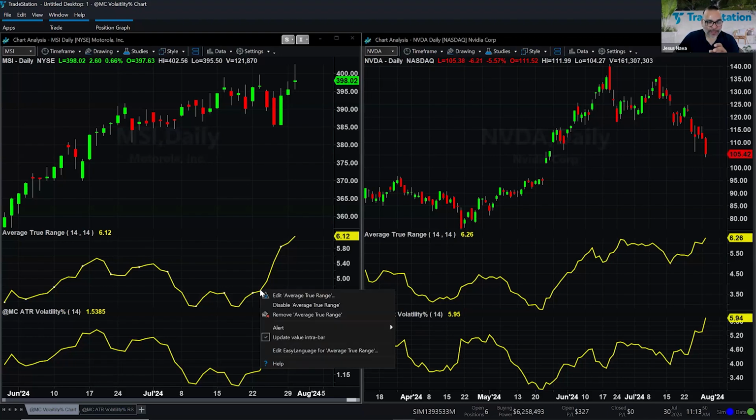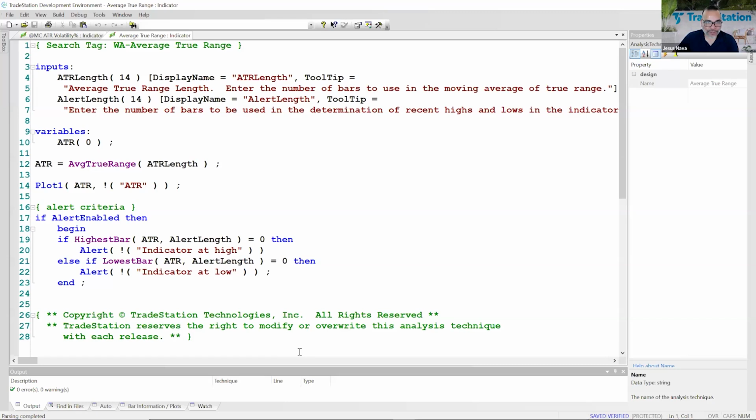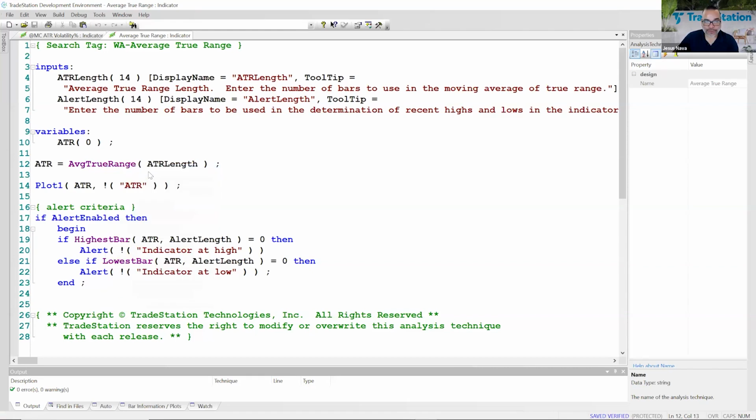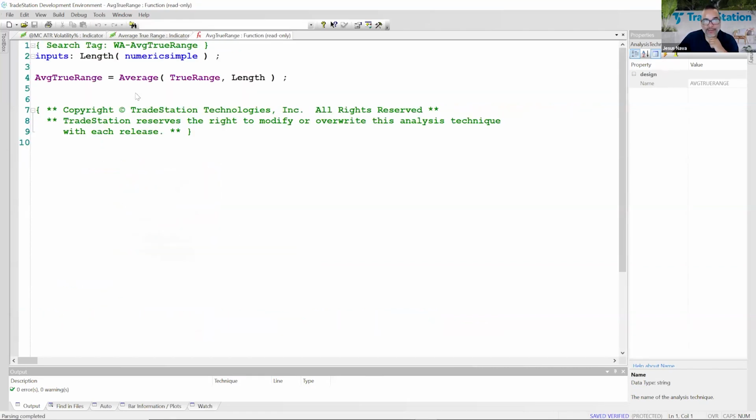In fact, let's take a look at the EasyLanguage, not because this is a programming class, but I always like to look at the EasyLanguage to have a better, more detailed understanding of what the indicator is doing. Let me take a look at the average true range first. You can see that the ATR is just a function that says average true range. This function can be opened, so I can right-click on that purple word and open the function, average true range, and that references another function, true range.